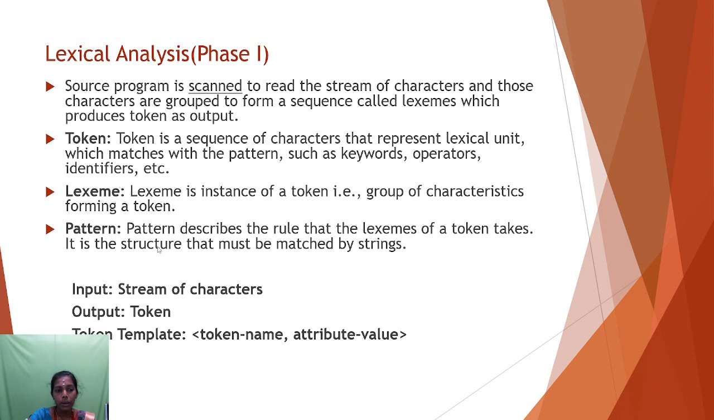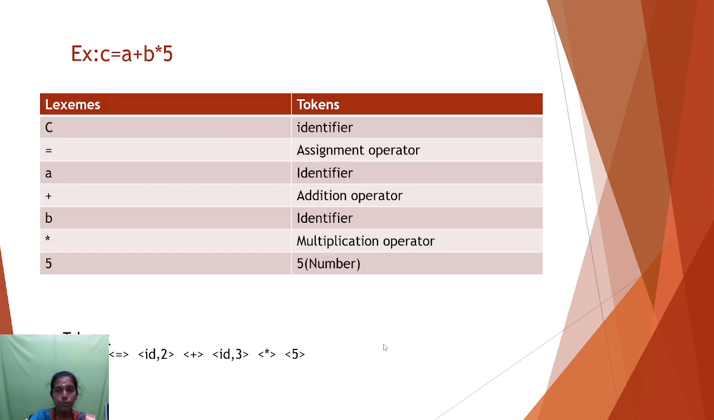So what is a pattern? A pattern is a rule for a lexeme, and a lexeme is an instance of a token. So here in lexical analysis, the input is a stream of characters, which means the source program, and the output is given as tokens. We can generate the stream of characters as tokens. The token template, or syntax of a token, is token name, attribute value.